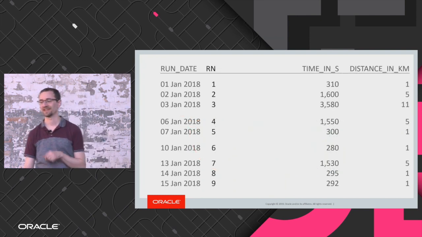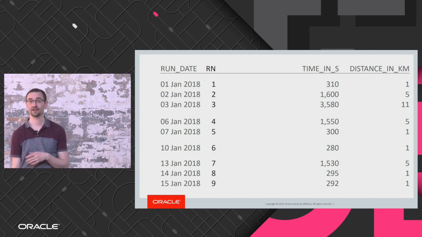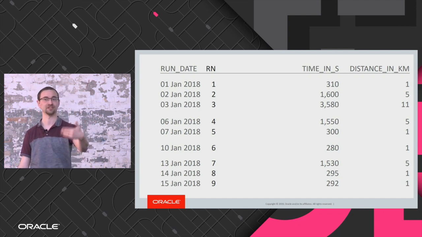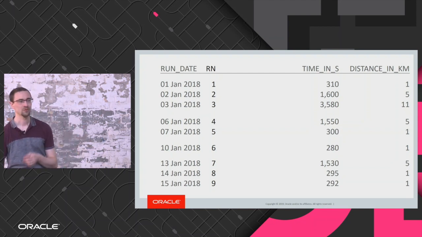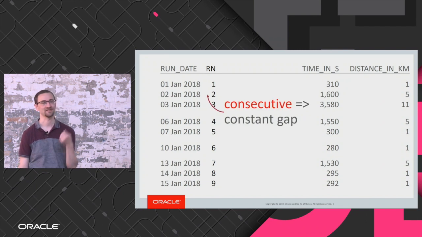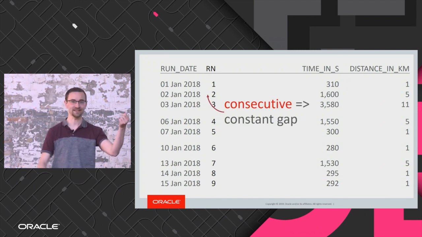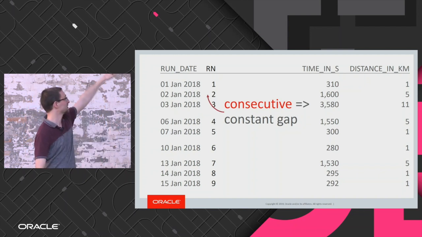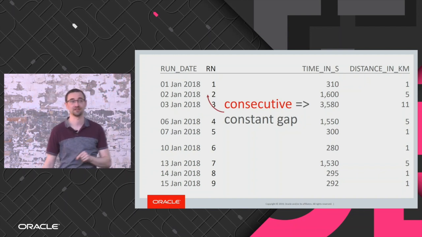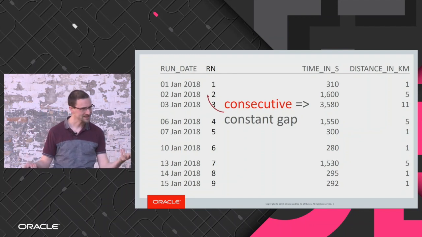So what we're going to do is add a row number to the data set. So just incrementing numbers, consecutive numbers sorted by date. All right then, how is this helping us? Well, for dates that are consecutive, the gap between the date and the row number stays constant. There is a constant difference between those first 3 dates and those first 3 values.